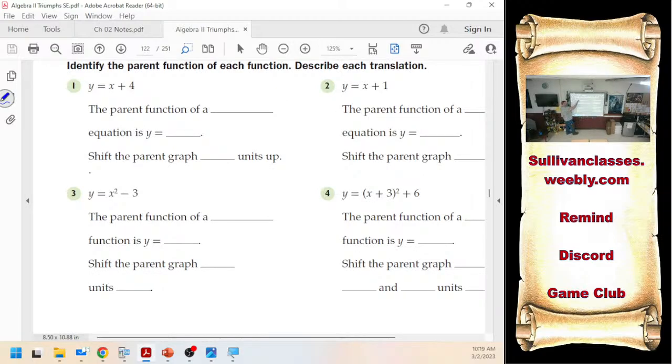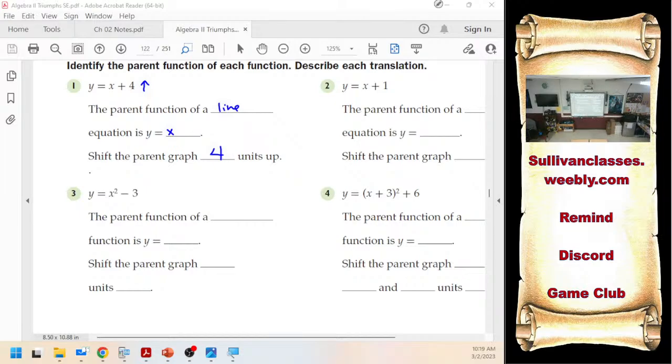So I would look at it. I don't see any squared, so I'd say it's a line. Parent function is y equals x. And I see a plus 4 on the outside of my parentheses. So I go and look at my little cheater. My cheater says outside of parentheses goes up or down. It depends whether it's positive or negative. I'm going to go 4 units up. So if that's where we left off, I'd like you to fill in those other 3.